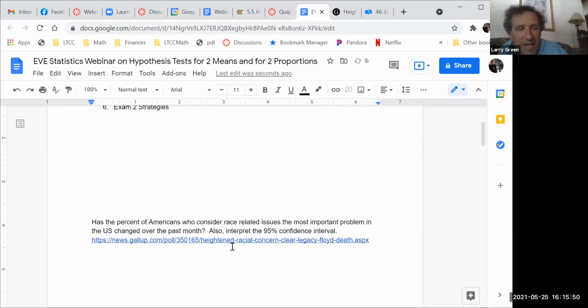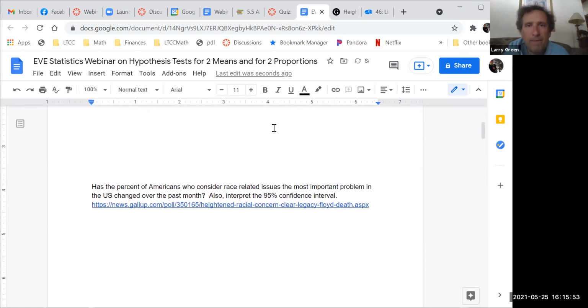So the example I have for y'all is the following. Has the percent of Americans who consider race-related issues the most important problem in the United States changed over the past month? Okay, also interpret the 95% confidence interval. Okay, any questions on the question? Kind of what we might be interested here in terms of the hypothesis and the confidence interval.